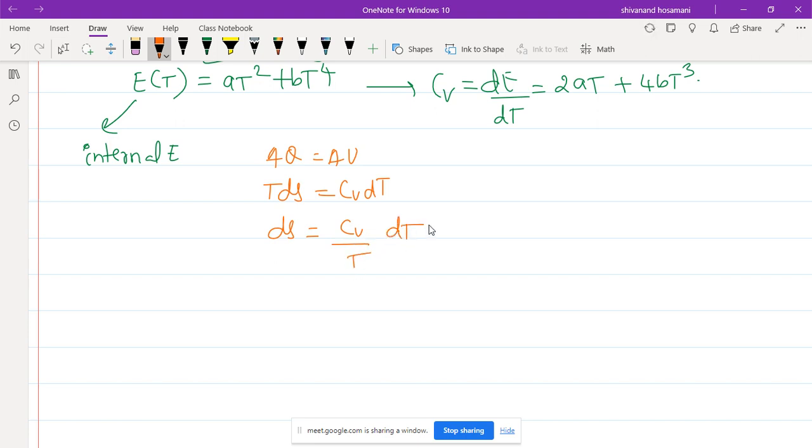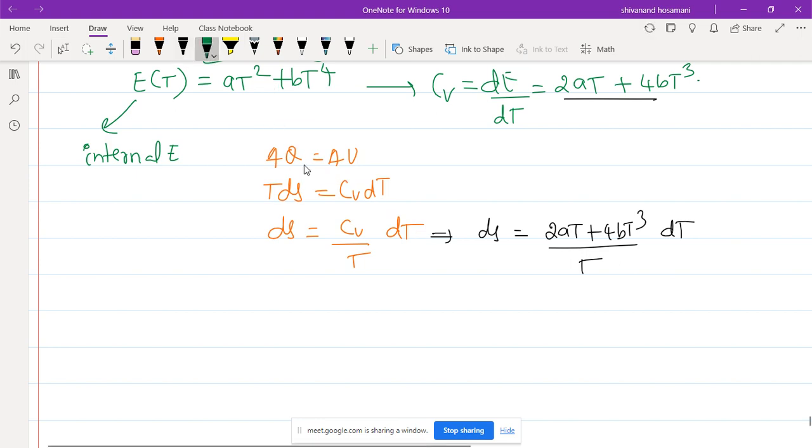Anyway, we have CV and its temperature dependency. Therefore, I can rewrite this as dS is equal to CV, which is given by this one, 2 A T plus 4 B T cube, whole divided by T, into dT. It asks what is the entropy of the system, right? So entropy of the system is a number. Therefore, integrate on both sides.